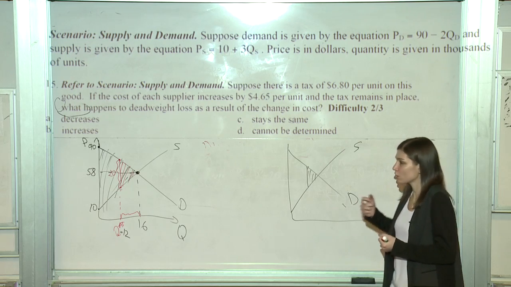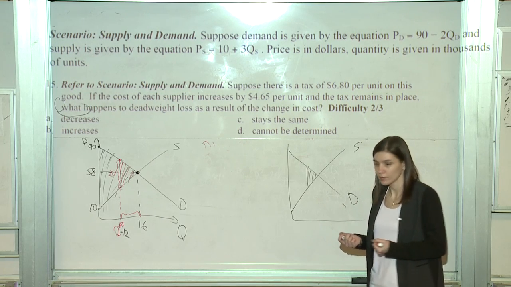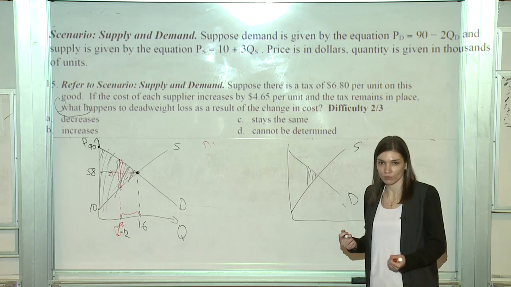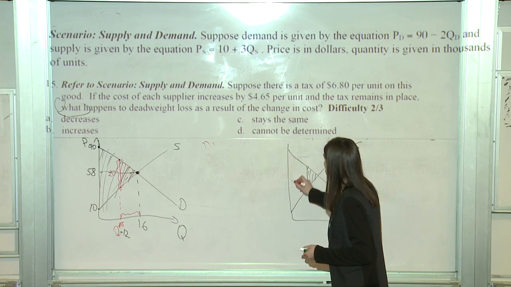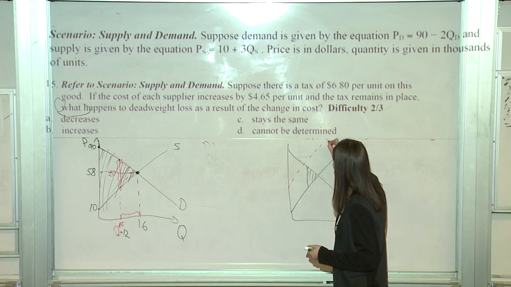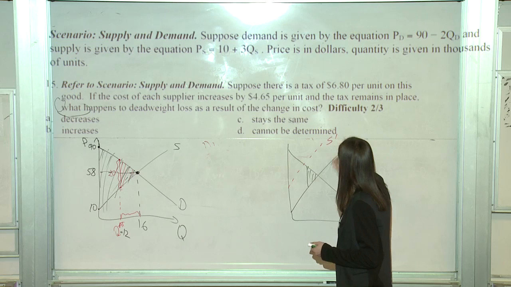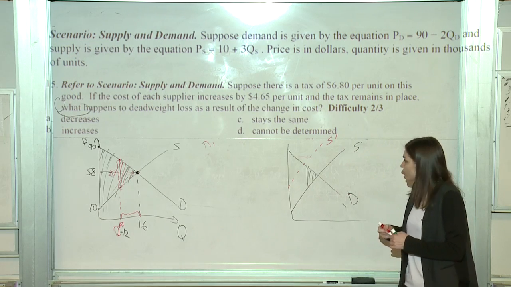Right, so the cost increases, so the supply is going to decrease, right? And a decrease in supply is a shift of the supply curve to the left. So this is our new supply. Let's imagine it doesn't really matter where it is, over here. It's a parallel shift of the supply curve.